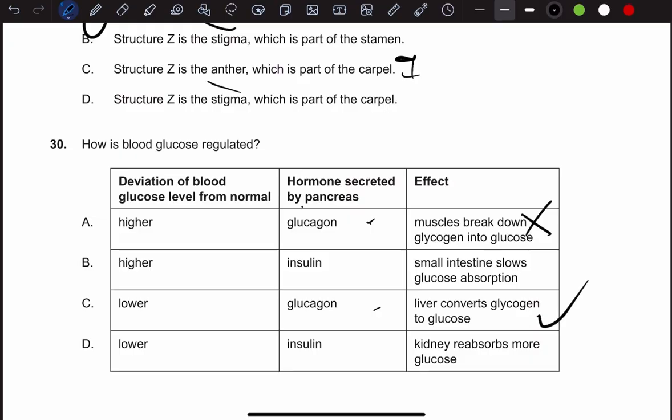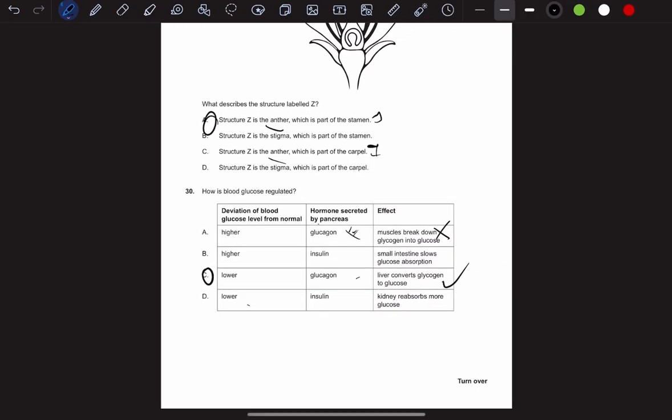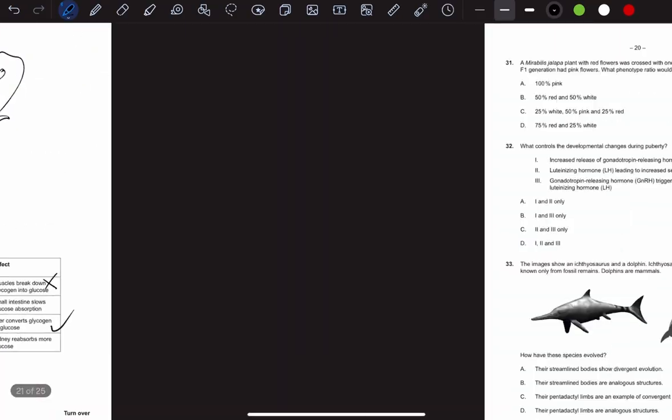Deviation of blood glucose level from normal. Now when we have lower blood glucose level, yeah, we have glucagon, which takes our internal glycogen stores and then increases our blood glucose level so that we get a regular blood glucose, right? If we have a lower blood glucose level, why would we have insulin? We don't want insulin in that case, right? Because insulin's going to store our glucose. We don't want that. And then for the same logic, this one is wrong. And then, yeah, sorry, I took a while to understand that question, but it's a simple one.